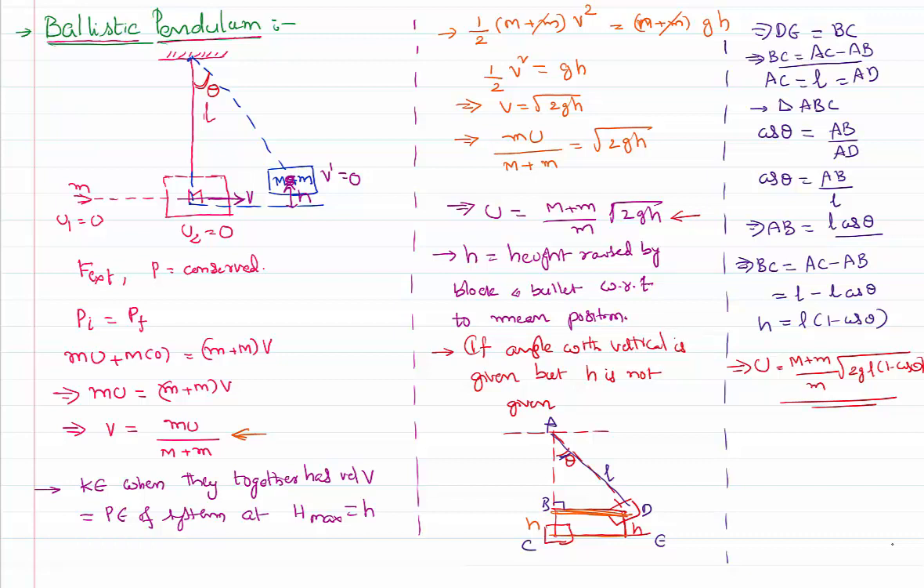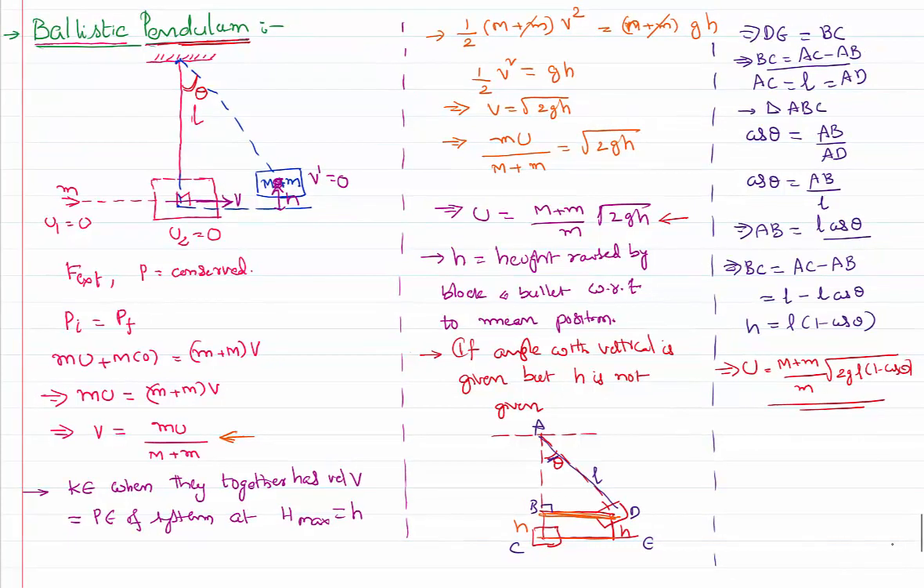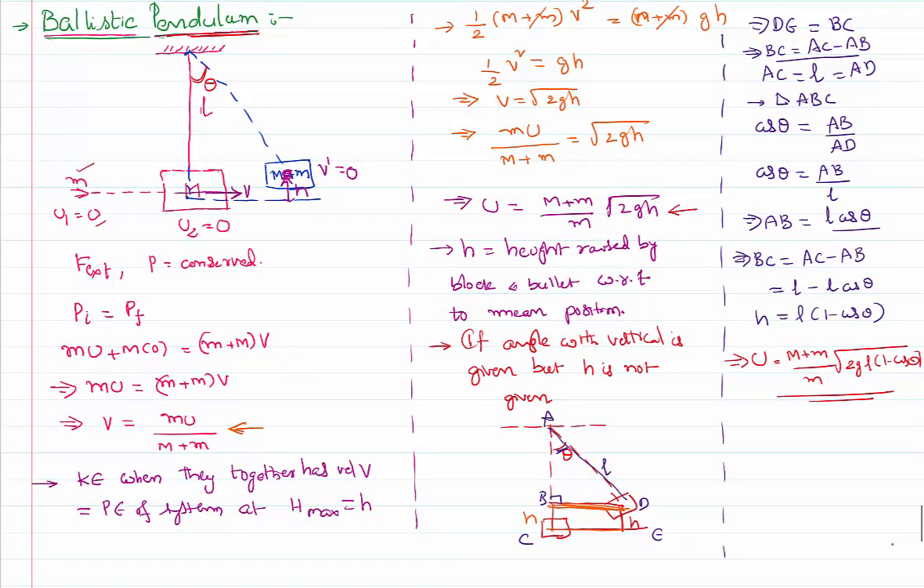So ballistic pendulum is a device which is useful to find the velocity of the bullet. I am firing the bullet with a velocity u, and I am expressing that u in terms of the mass of the bullet and the mass of the block, in terms of the angle and length of the block, length of that ballistic pendulum, or the height raised by that system.